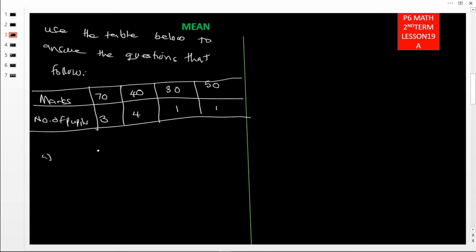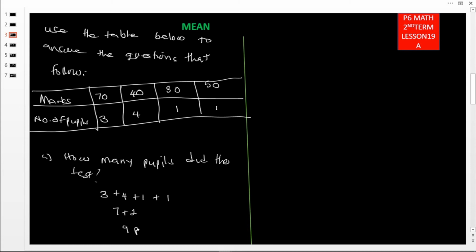So our first question is saying how many pupils did the test? So we need to know how many pupils did the test. What are we going to do? We are going to look at number of pupils. So we have 3 pupils who got 70, 4 with the 40, 1 with the 30, 1 with the 50. So this is 7 plus 2, giving us 9. So in the class, there were 9 pupils who did that test.